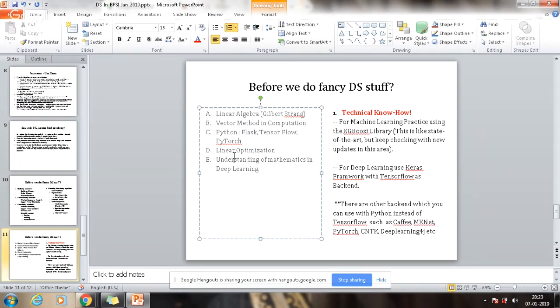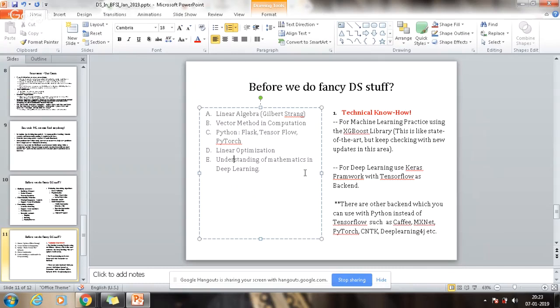to answer. Again, before we do fancy data science stuff, linear algebra is very important, because once you start dealing with a lot of huge data sets, you have to customize your algorithm, and you should be familiar with vector methods, and linear algebra will take you a long way.